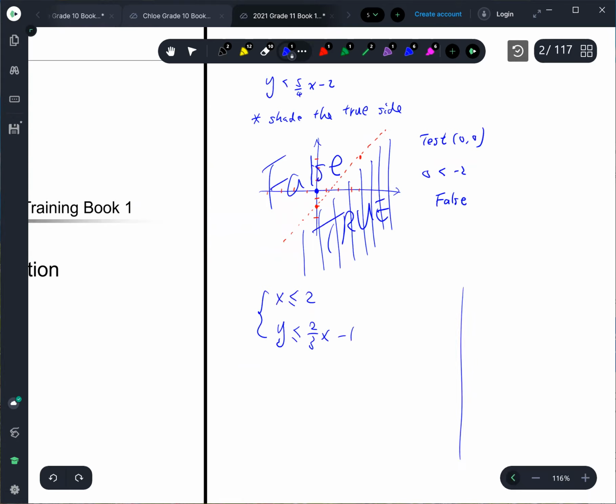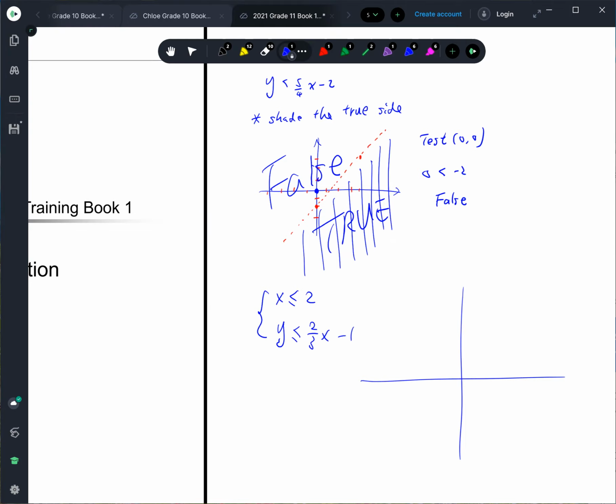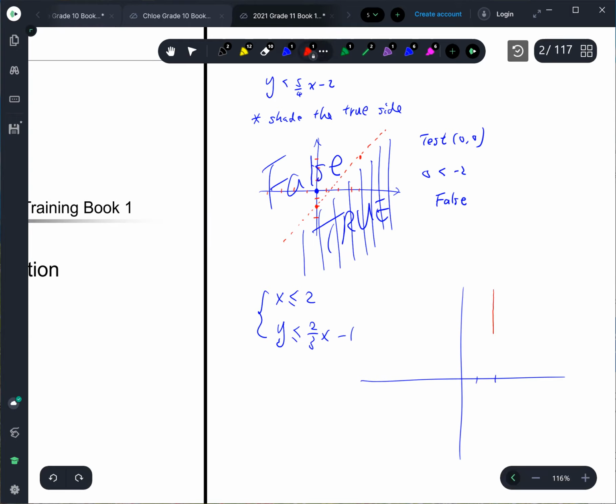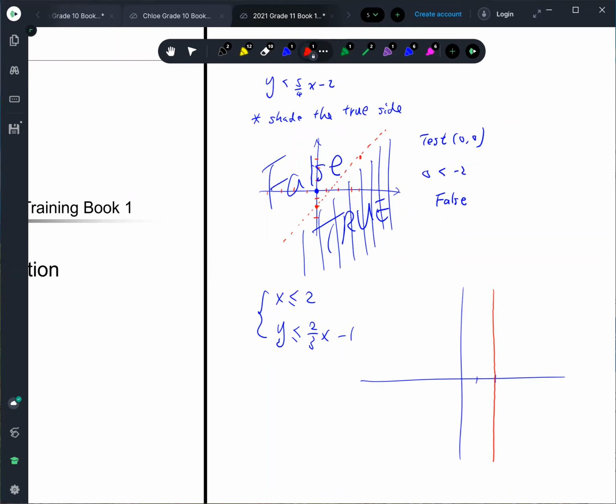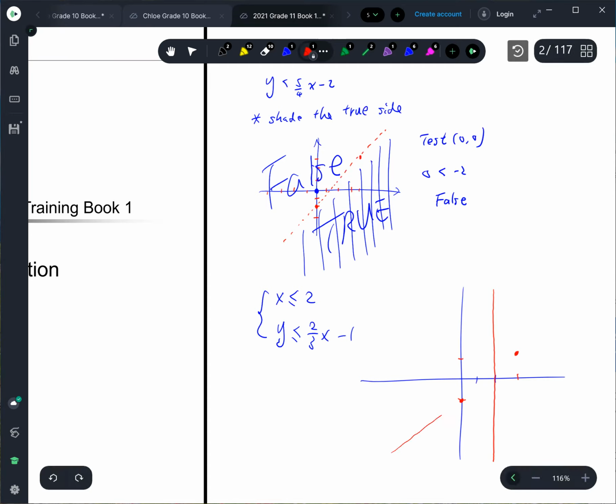All right. So we'll graph it out first, right? Let's say x is equal to 2. So 1, 2. Our first line is this one, and it's a solid line. Then the other line: the y-intercept is here, rise over run of 2 over 3 will be here. And this one is also a solid line. So line 1, line 2.